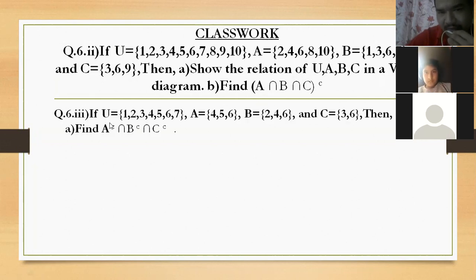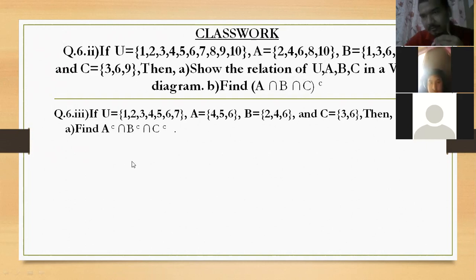Then look, I am going to explain this one, 6 number 3. First you will find out A complement separately. A complement means U minus A. First we'll find B, then find B complement, U minus B, separately. Then find C complement separately. C complement means U minus C. After finding them separately, A complement, B complement, C complement, then find out their intersection.